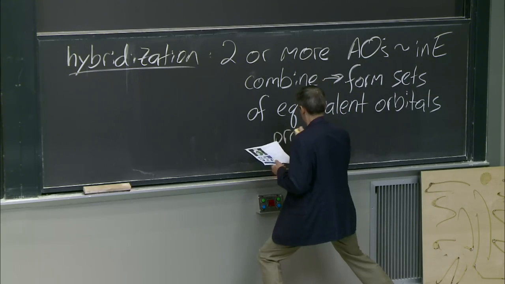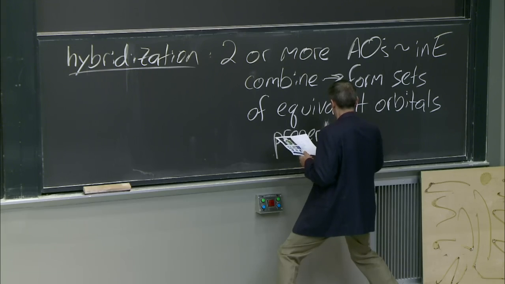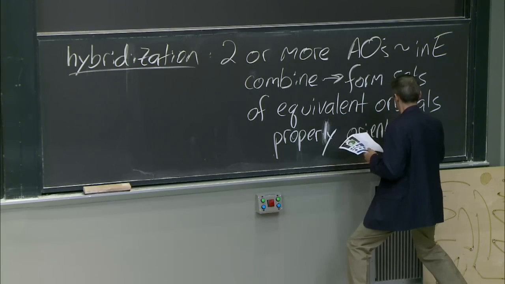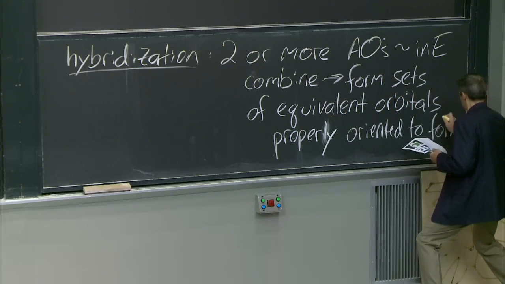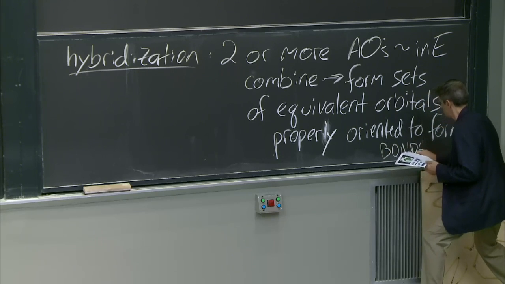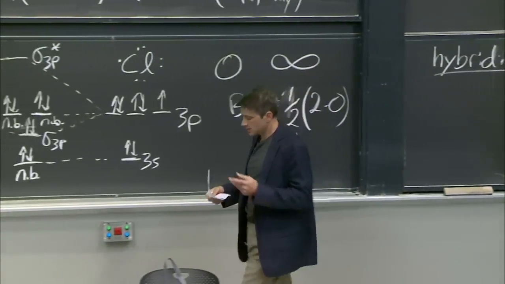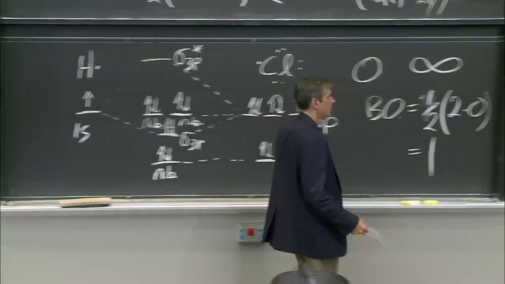properly oriented. This is really important. That's why I'm writing it all out. Properly, not property. Properly oriented to form bonds. Oh, this is such a big deal, to form bonds. It's the last word there, but I did it all caps to emphasize, because that's what this is all about. You see, now let's take an example.